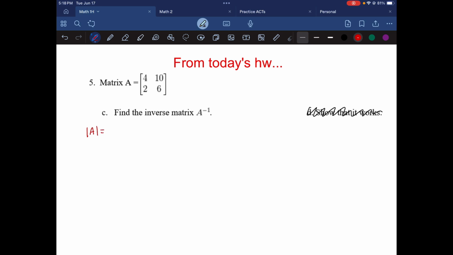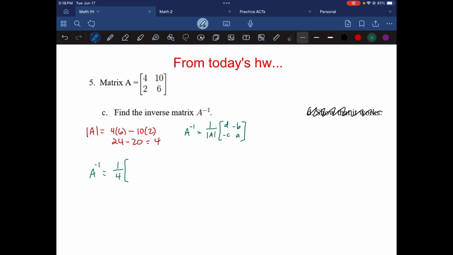We will go ahead and do 4 times 6 minus 10 times 2. This will be 24 minus 20, which equals 4. This will have an inverse because that's not equal to 0, okay? The inverse is 1 over the determinant, and you swap and make these other ones negative, okay? So the inverse is going to be 1 divided by the determinant, which is 4.